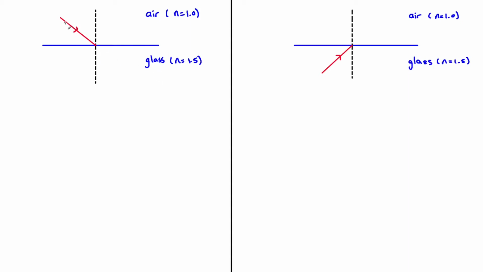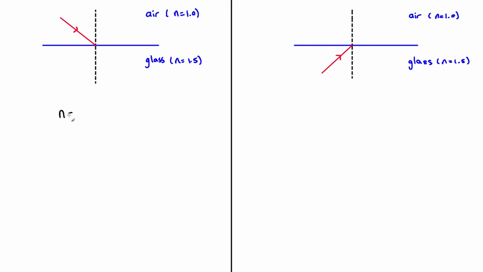We've got a ray of red light travelling across from the air, across the boundary into glass. Now the refractive index here of air is 1. The refractive index of glass is 1.5. Let's just remind ourselves what we mean by the refractive index.